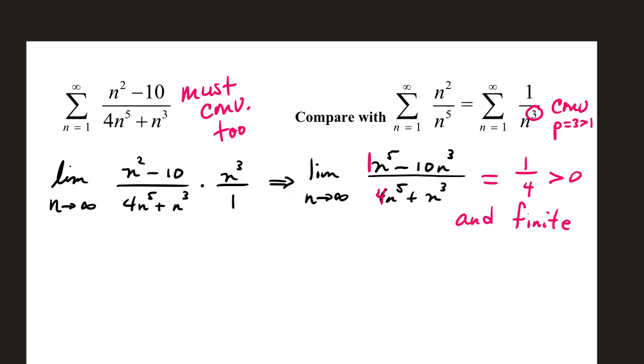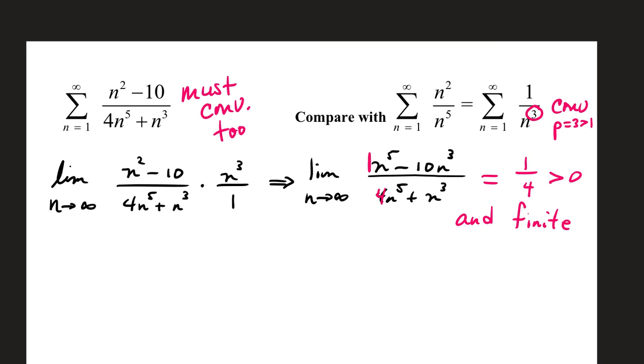The sum from 1 to infinity of n squared minus 10 over 4n to the 5th plus n cubed. When we get ready to build, I always stress look at your dominant terms. n squared on top, n to the 5th on bottom, and that's how we build it. That does reduce to 1 over n cubed. Since p is 3, greater than 1, we know we have built a series that converges. If our limit comes out positive and finite, then the original must also converge.